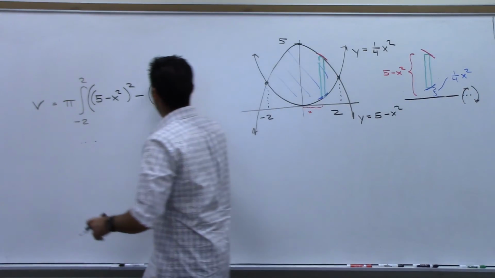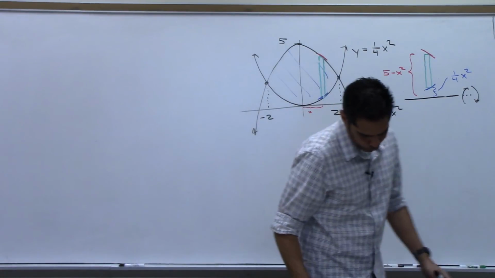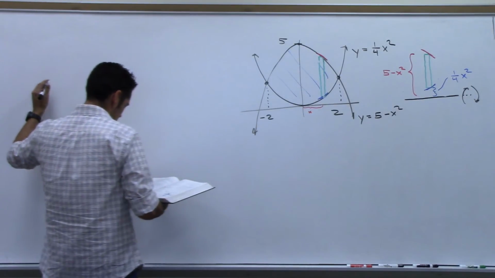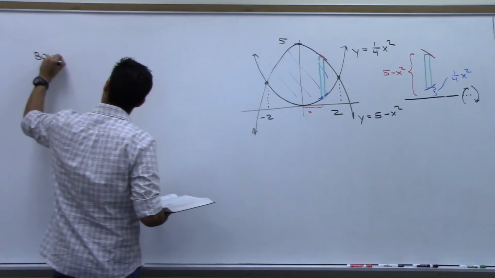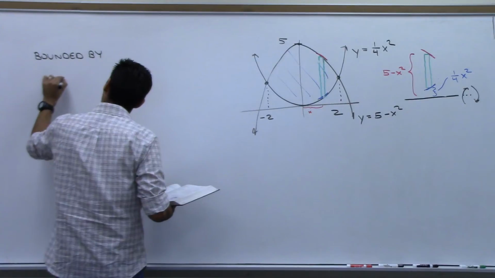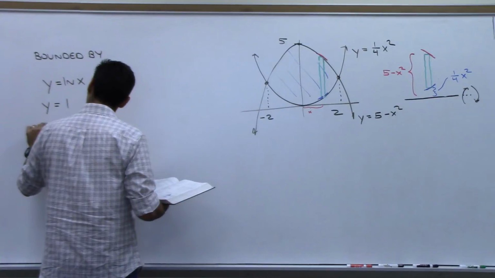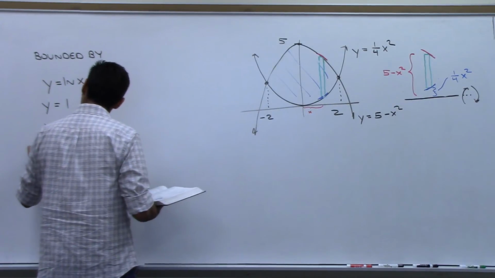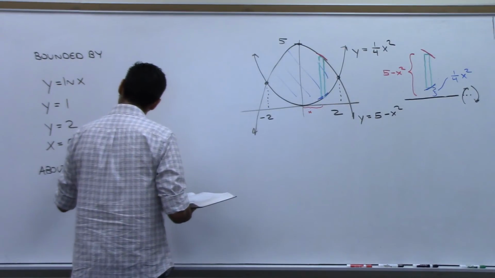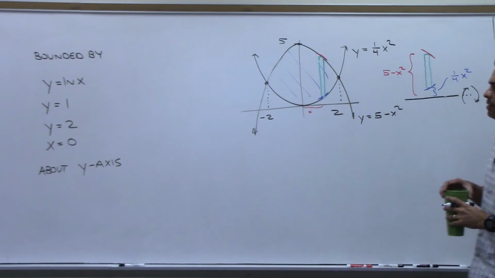Let's see what happens when we have a problem like this. How about, same thing, find the volume of the region. This is the region bounded by y equals natural log x, y equals 1, y equals 2, x equals 0, about the y-axis. Yes, y-axis, not x-axis.